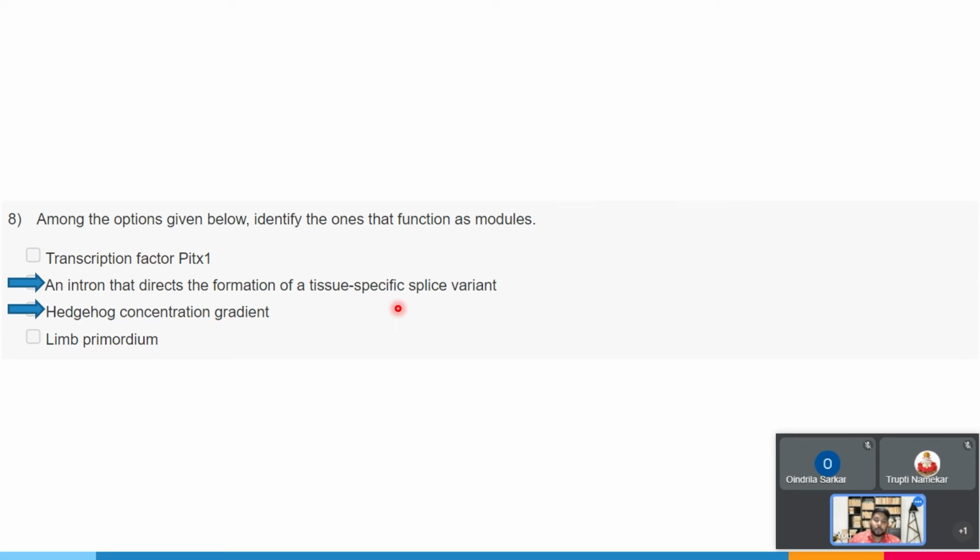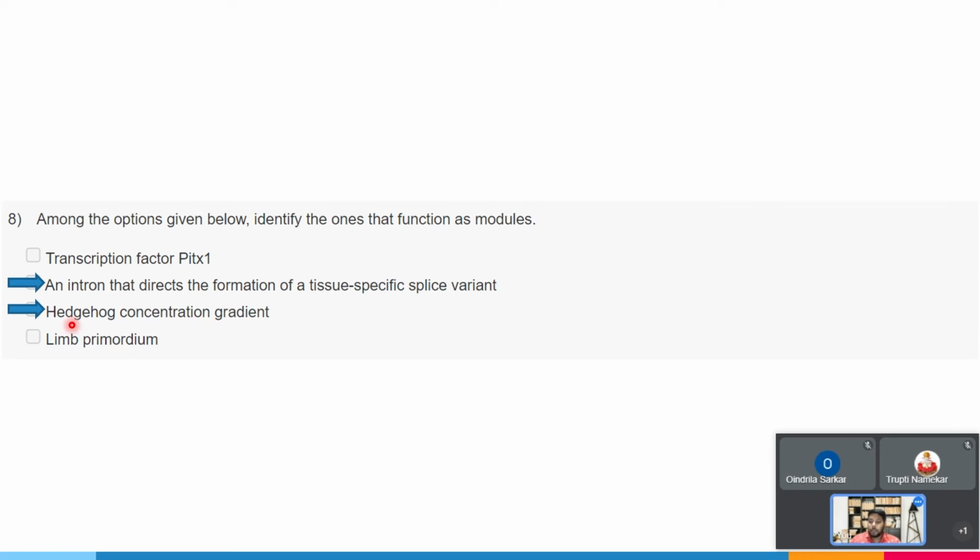In which a particular tissue-specific variant will exist in various tissues. So an example for this is ApoD protein, which in liver gives rise to a particular variant, and in muscles gives rise to another variant because of specific changes present in the intron and splicing. And thus this can also be modular, as if the intron is present somewhere else, it will also function as a module.